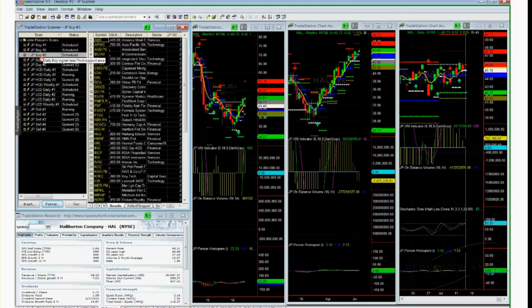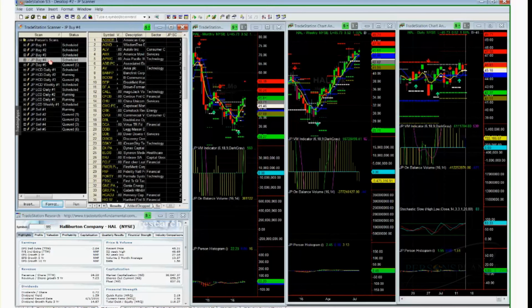Scan number 3, daily buy signal near pivot support. That's just an outright daily. And then scan number 4, daily buy signal, no filter.